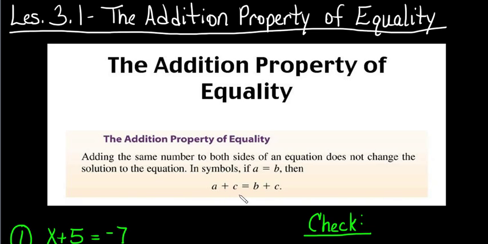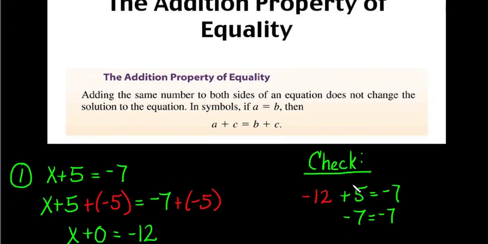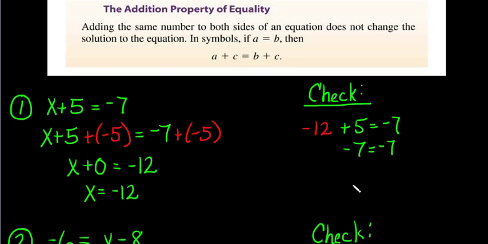Whatever you do to one side of the equation, you have to do to the other. So you can add something to one side as long as you add it to the other. In symbols, that looks like A plus C equals B plus C. Be sure you write this down so you're familiar with it. And I've done some examples, and I'm trying to show you in red what I've added to each side of the equation.